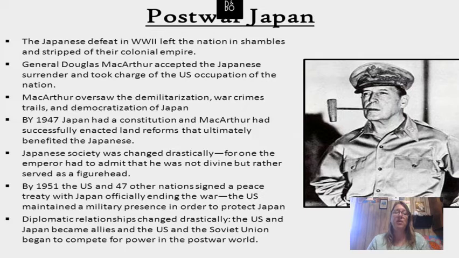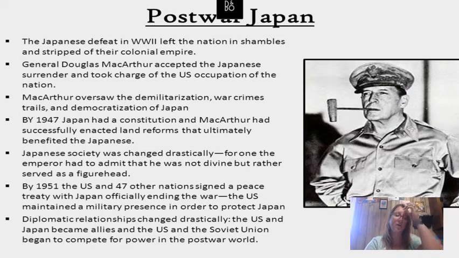So the people now have to hear that this emperor, whom they have honored and revered for so many years, is not a divine leader, and he is only going to be a figurehead, kind of like the poster boy, the poster picture for Japan. So that is a huge change for life in Japan.